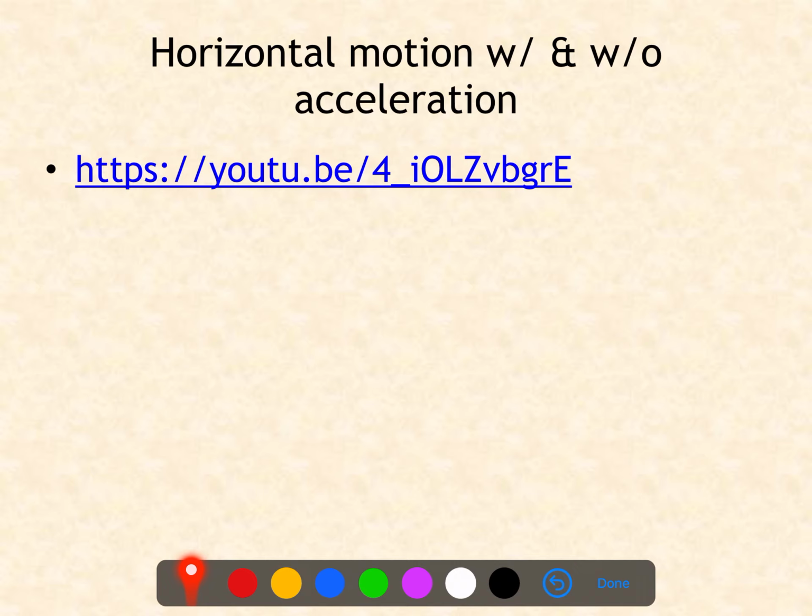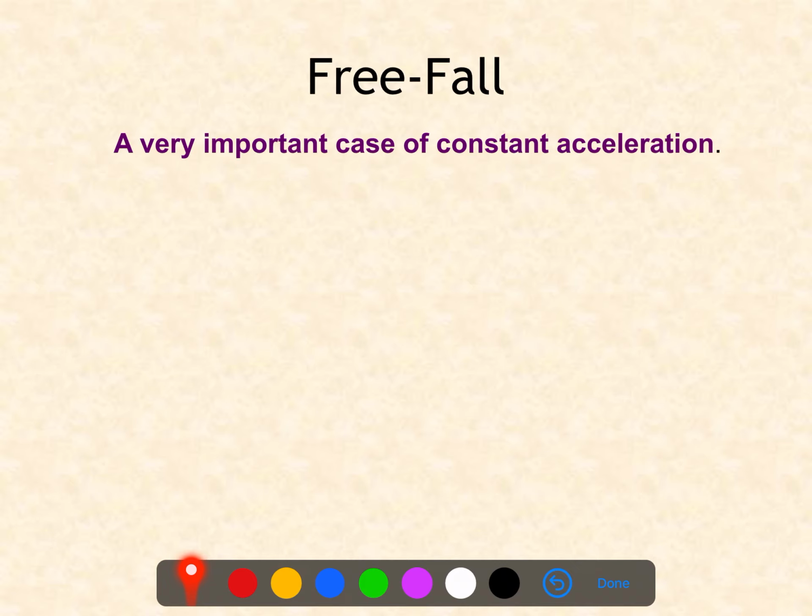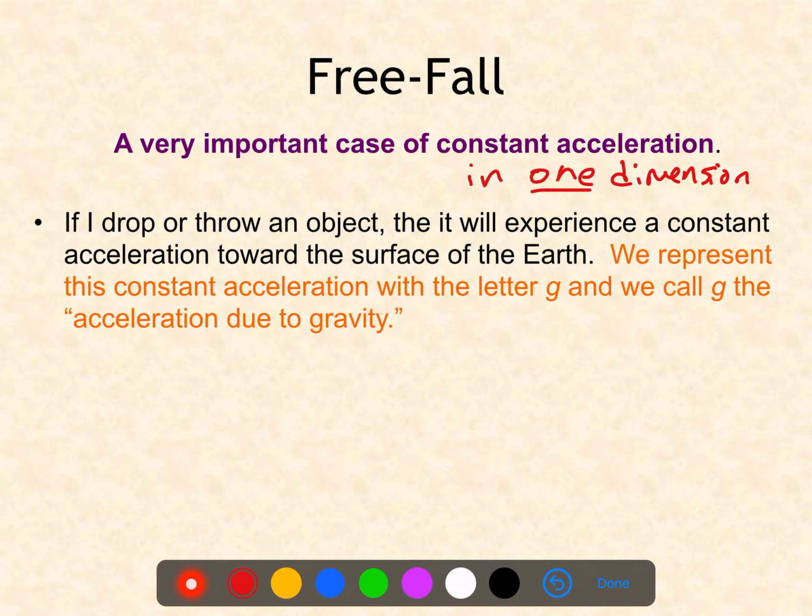Moving on, I want to discuss the idea of free fall, because free fall is a very important case of constant acceleration. But take note that that constant acceleration is only in one dimension. However, the motion itself could take place in 2 dimensions. In other words, free fall is when I either drop an object or I throw an object.